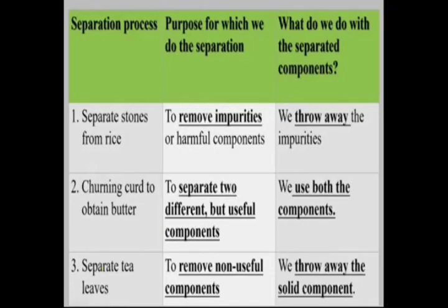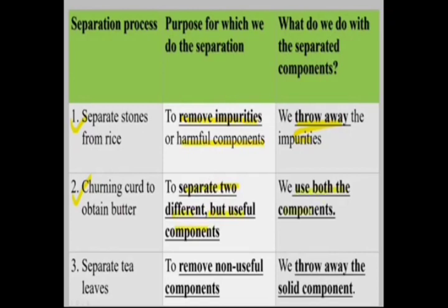Okay. The table is there in your textbook. The first case, separating stones from rice. What is the purpose for which we want to do the separation? Yes, to remove impurities or harmful components. The stone is a harmful component that you have to separate from the rice. And obviously, we throw away the impurities. Coming to the second case, churning curd to obtain butter. Why are we doing churning? Yes, the churning is essential. It is used to separate two different but useful components. And we are using both the components, that is lassi and butter. So here it is essential.